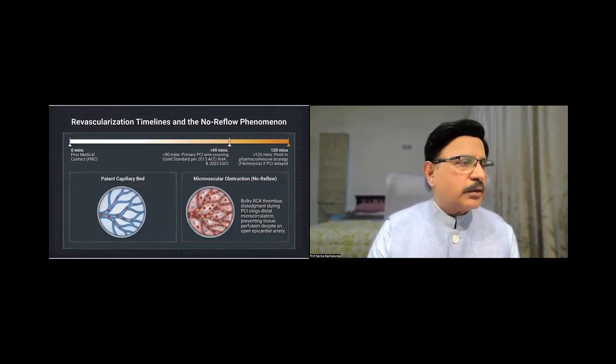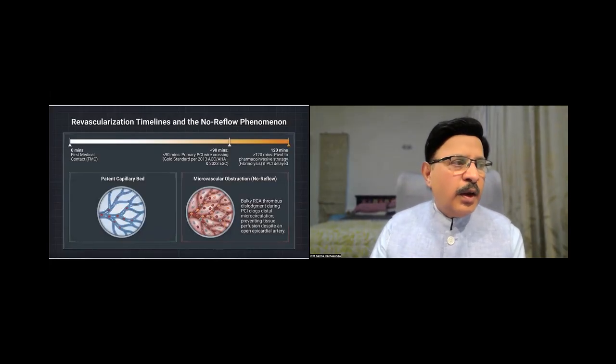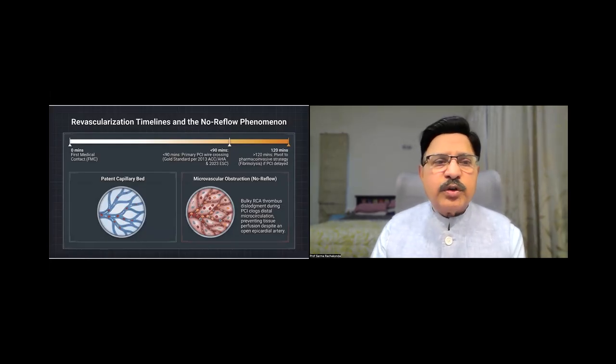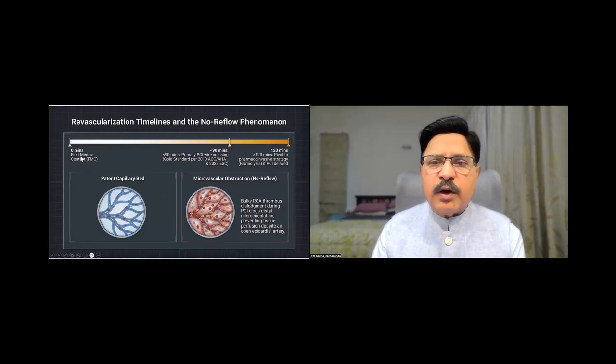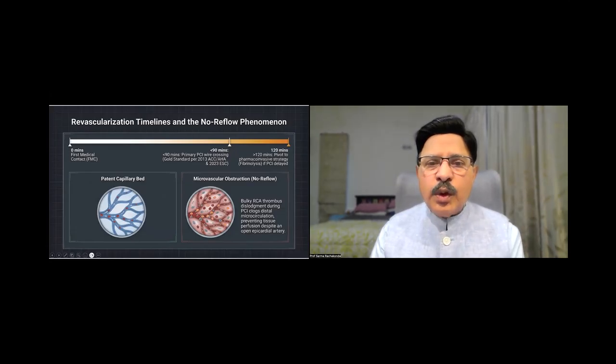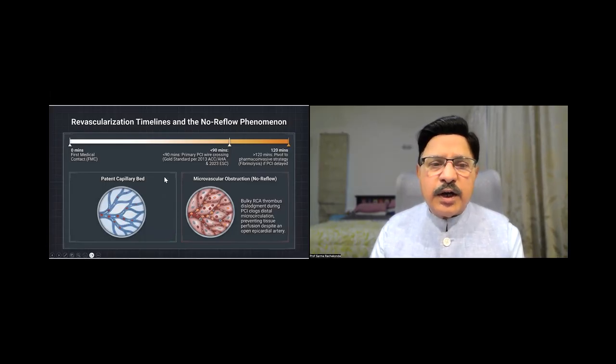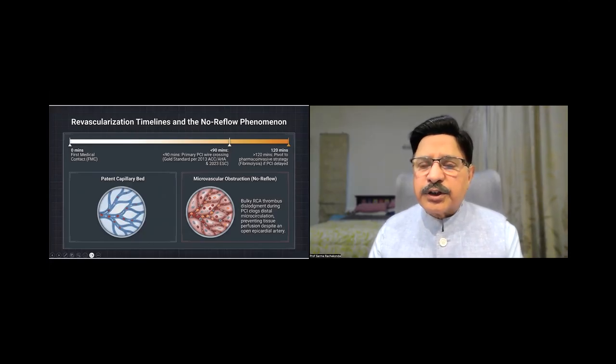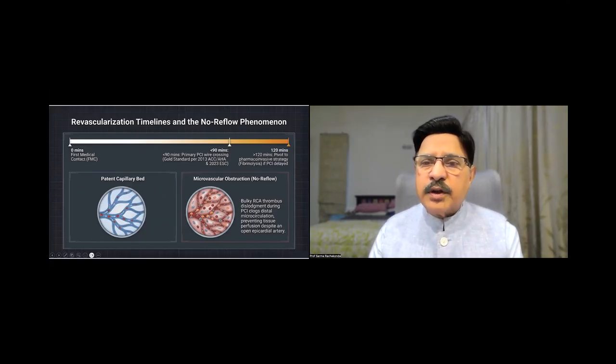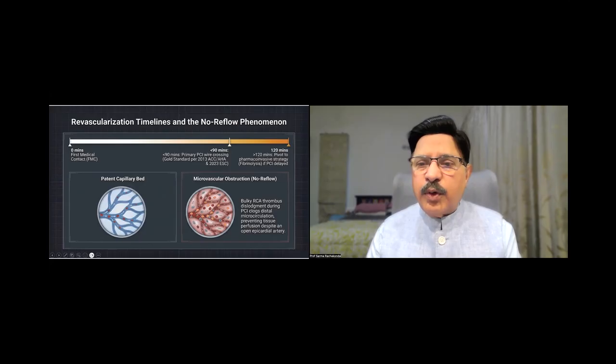Now, revascularization timelines and the no-reflow phenomenon. So, okay, 0 minutes is first medical contact, and within 90 minutes we have taken him for primary coronary intervention. Wire crossing the culprit lesion within 90 minutes is the gold standard, the 90-minute criterion. In some patients, the capillary bed has microvascular obstruction, there is no reflow. In spite of the PCI, they will not have good free flow. That is within 120 minutes.